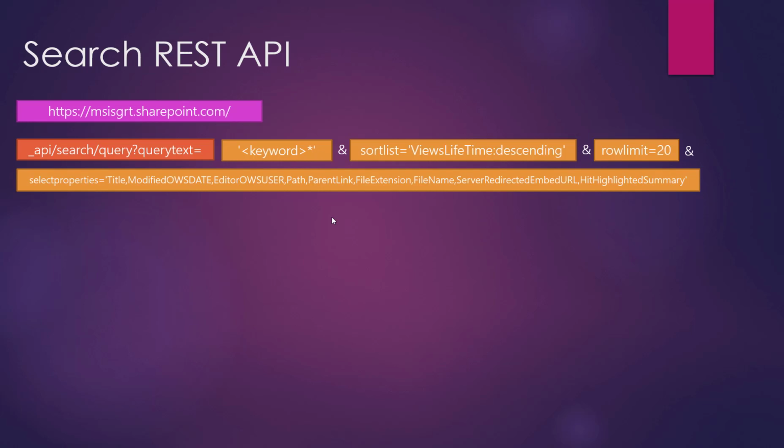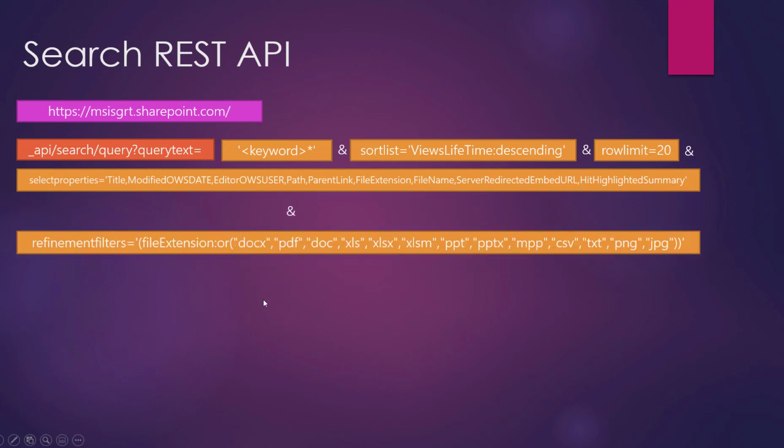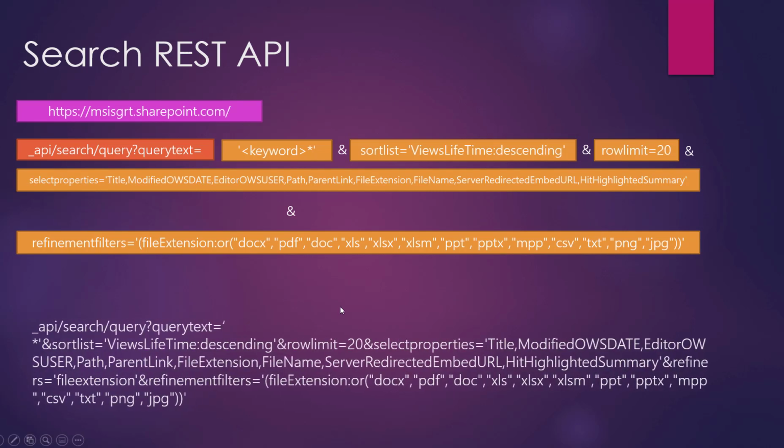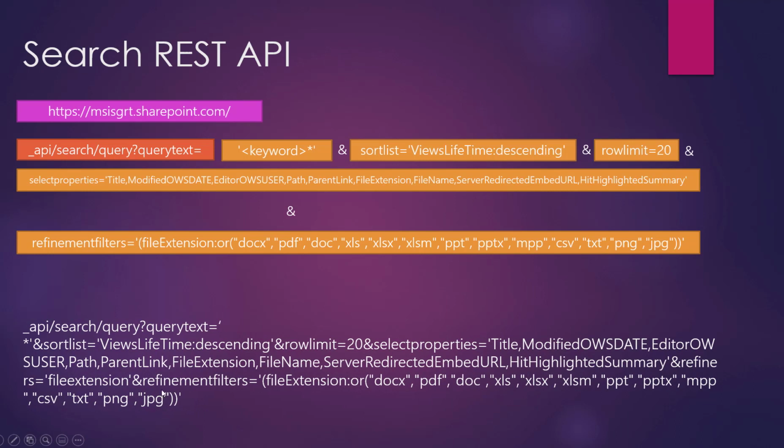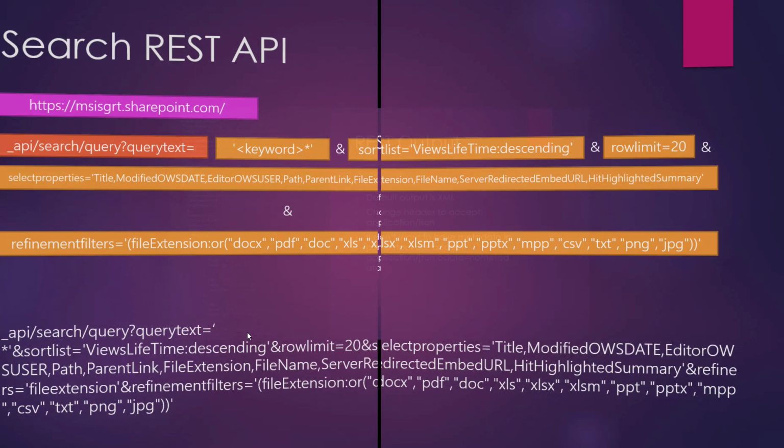I'm also selecting only certain properties for the document result which is returned. If you leave this parameter open, it will return all the properties of the search result, but in my case I want specific properties, so I'm specifying properties like title, modified, edit, and the path. And finally, I want to refine using the refiner only the extensions which I am looking for. So the final end URL which you are going to query will look like this, and I'm going to use that in Microsoft Power Automate.